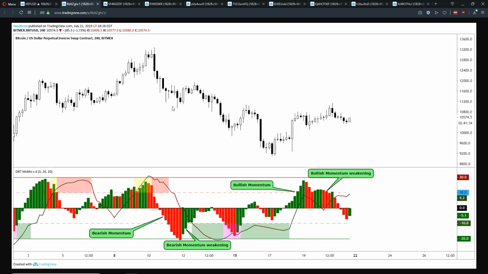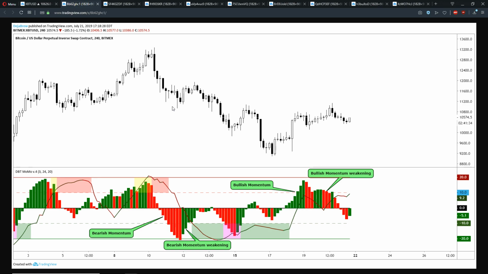So one of the very first things the MoMo does is it has a histogram, which is the short-term momentum, and it has a trend line, which is the longer-term momentum. The histogram is based on only 3 candles, and the longer-term trend is based on 24 candles. So the overall indicator is placed into a range of 20 to negative 20, and it has a positive 10 line, a 0 line, and a negative 10 line as well.